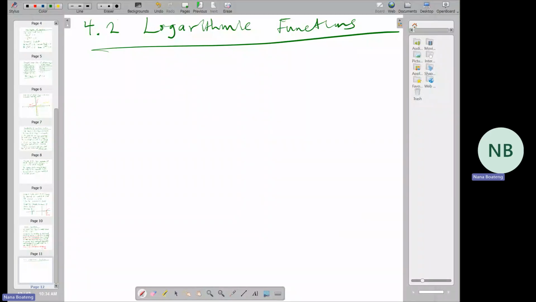Video on section 4.2. Continuing with section 4.2, we'd like to now look at some properties of logarithms and also some common logarithms.